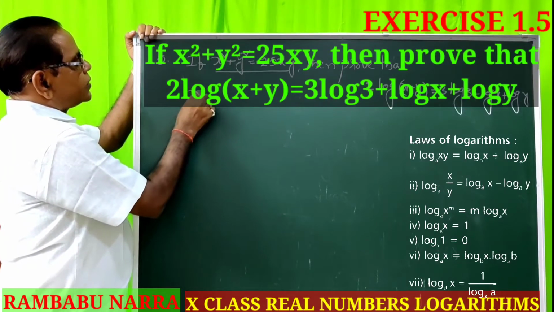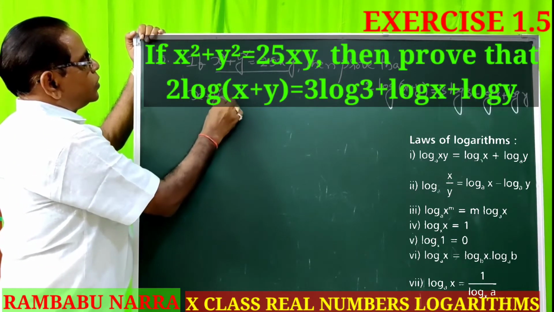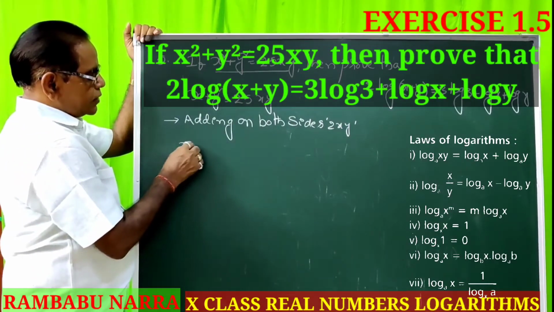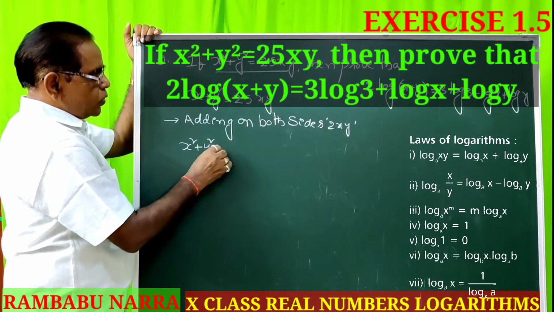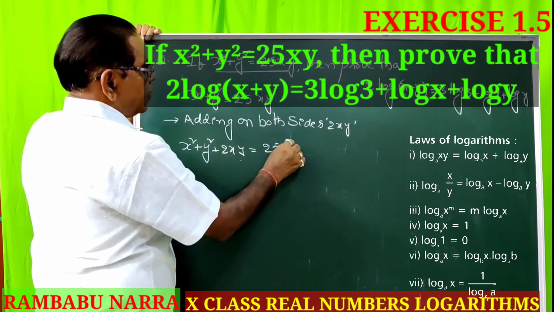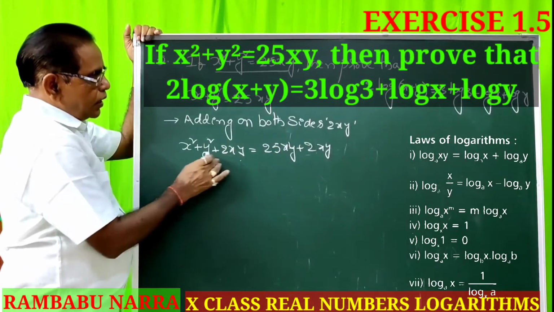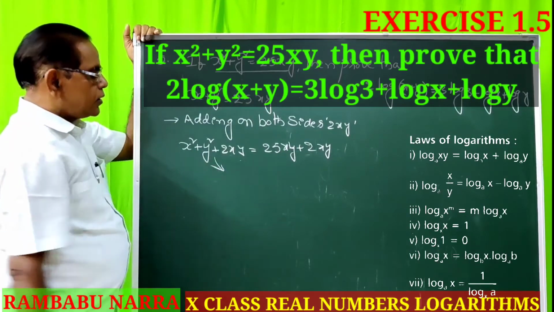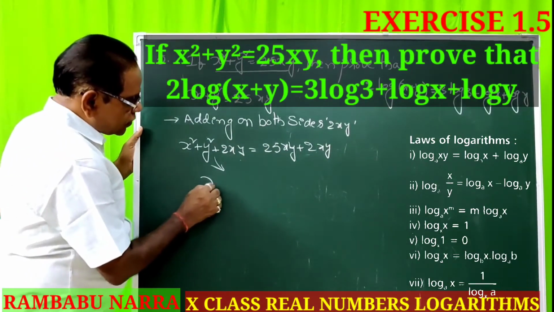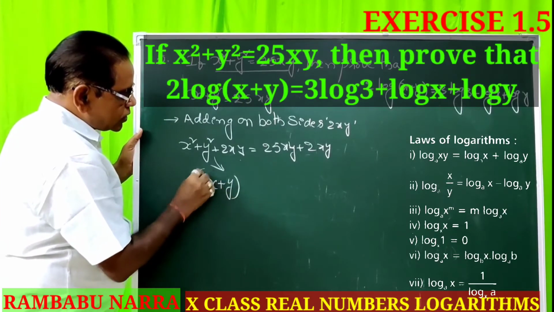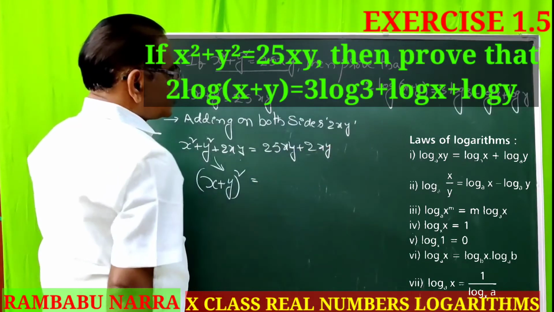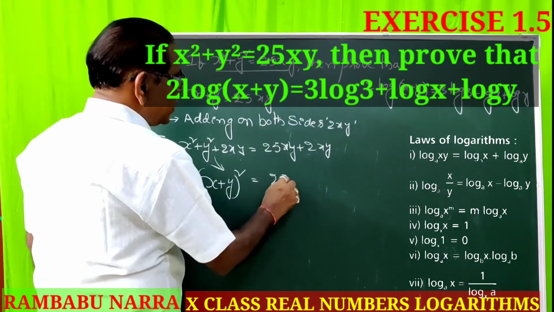Now given x square plus y square equals 25xy. Adding 2xy on both sides, the LHS is x square plus y square plus 2xy, which is nothing but (x plus y) whole square. Next, the RHS is 25xy plus 2xy, which is nothing but 27xy.